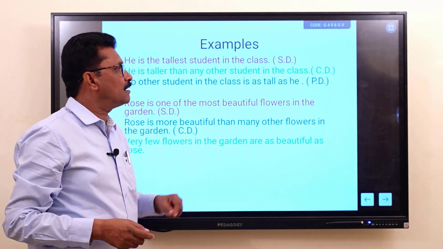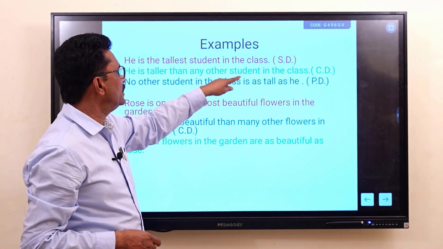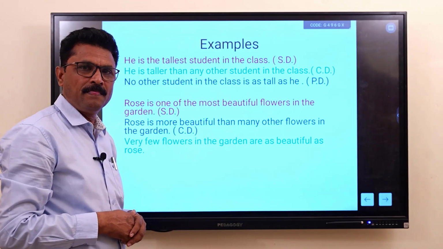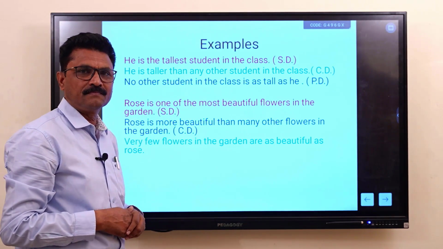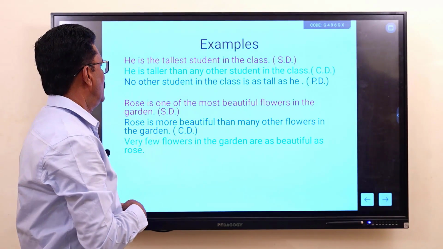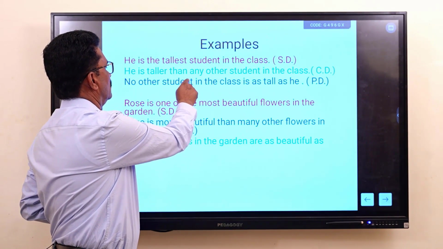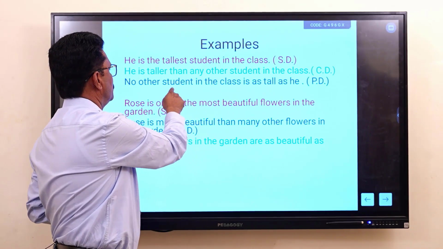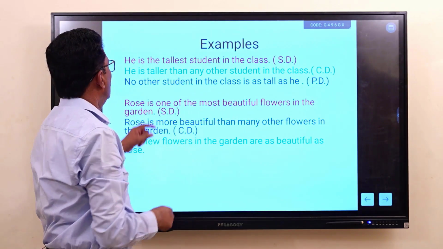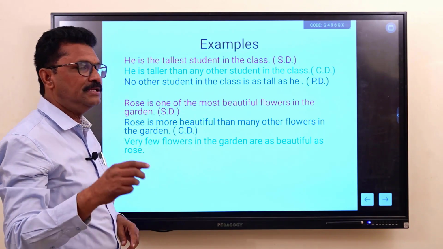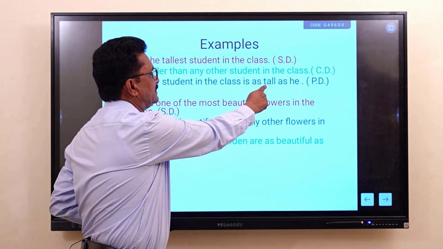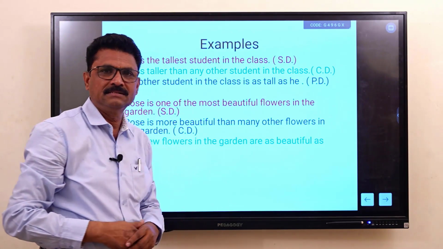When we convert superlative degree into positive degree, we can start positive degree with no other, and then we use student in the class. The same tense we have used here, and we can use the root adjective in as.